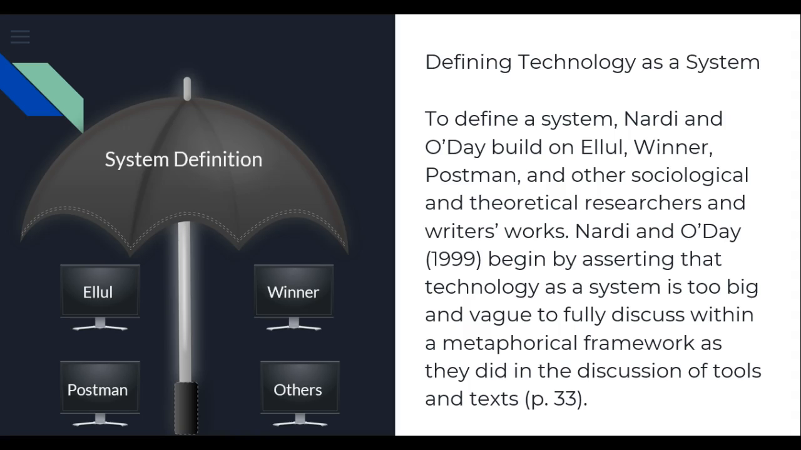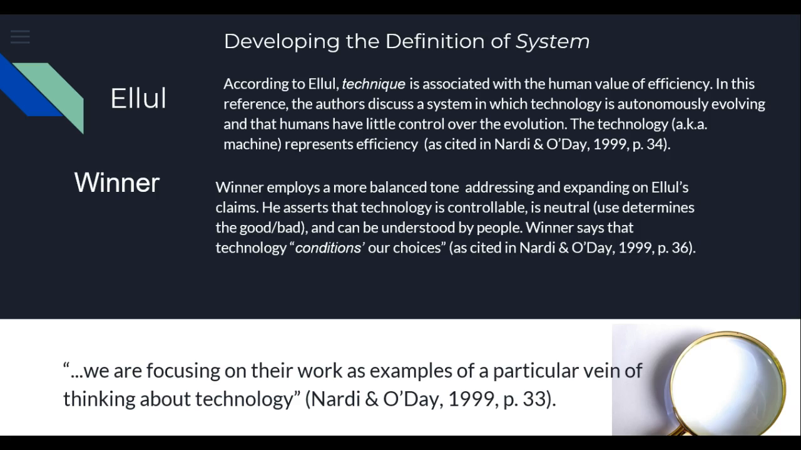To accomplish the goal of defining a system, Nardi and O'Day build on Ellul, Winner, Postman, and other sociological and theoretical researchers and writers' works. According to Ellul, technique is associated with the human value of efficiency. In this reference, the authors discuss a system in which technology is autonomously evolving and the humans have little control over evolution. The technology, aka the machine, represents efficiency in this case.